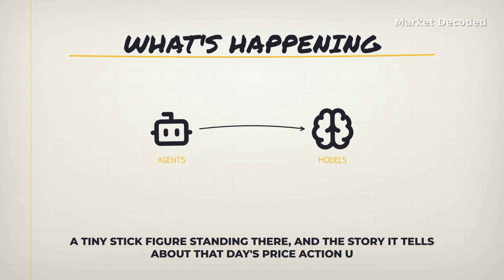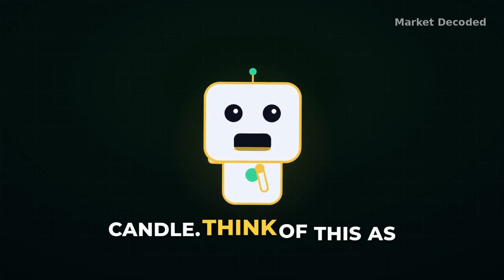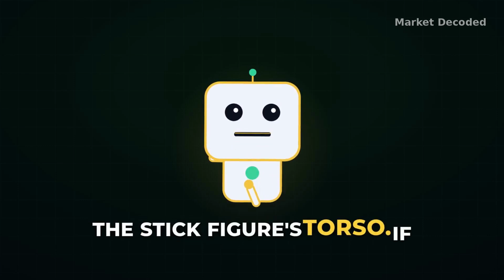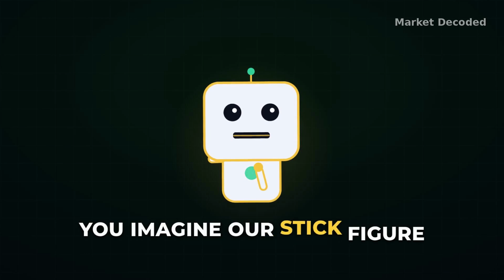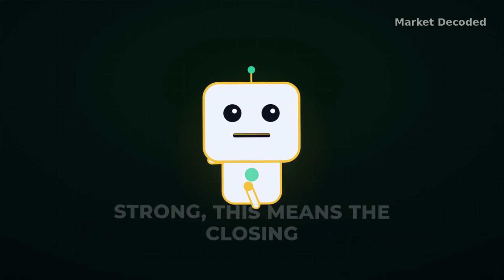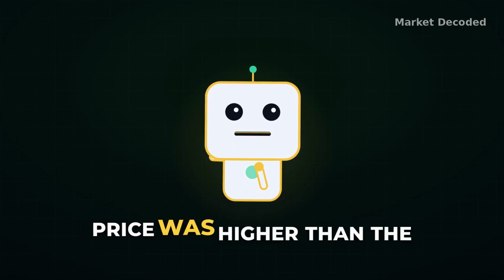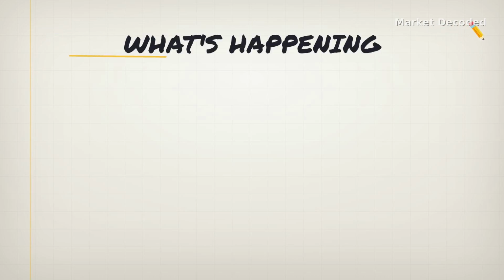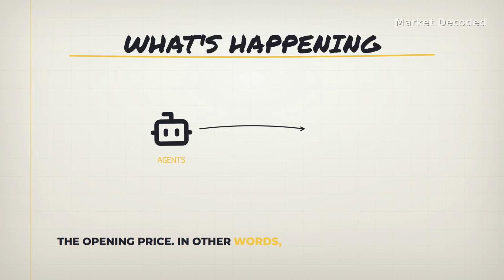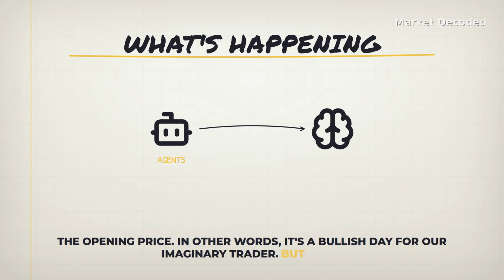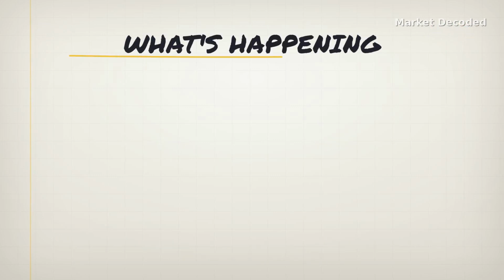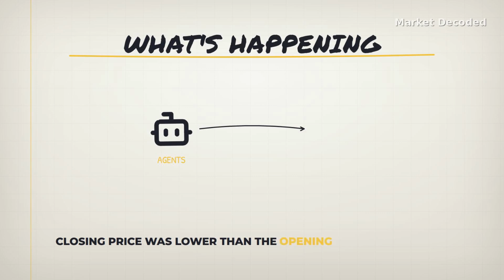First up, we have the body of a candle. Think of this as the stick figure's torso. If you imagine our stick figure is happy, standing tall and strong, this means the closing price was higher than the opening price. In other words, it's a bullish day for our imaginary trader. But if the stick figure leans over or even falls flat on its face, that means the closing price was lower than the opening price. This is what we call bearish.